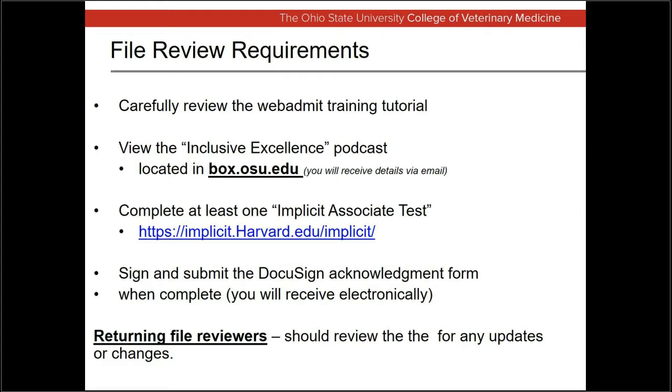File review requirements. Please carefully review the WebAdmit training tutorial. After you've completed that step, please view the Inclusive Excellence podcast located at the website listed on your screen. You'll receive more details regarding this matter in the future. We ask that you also complete at least one implicit associate test found at the link below. And then once complete, you'd be required to sign and submit the DocuSign acknowledgement form. Again, this is after you've completed all of these steps and you will receive this DocuSign acknowledgement electronically. For those returning file reviewers, please pay close attention as there have been minor changes from last year's cycle.